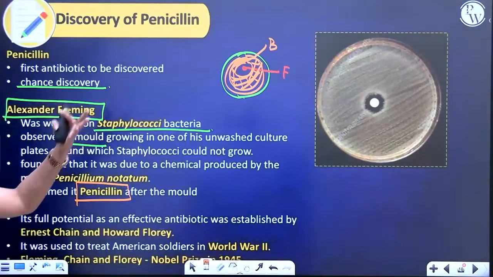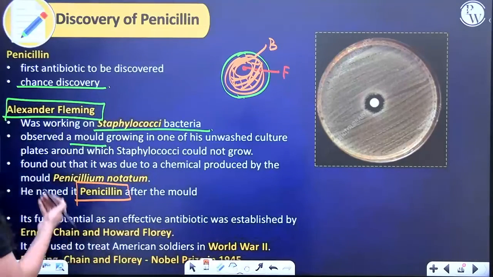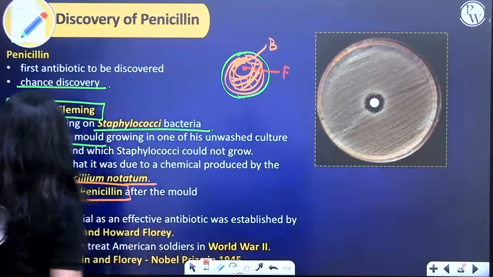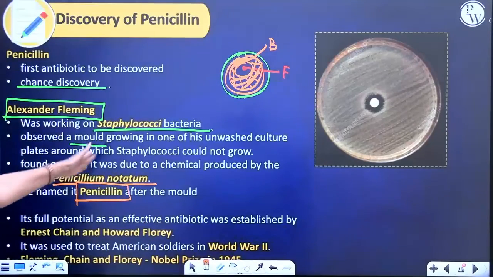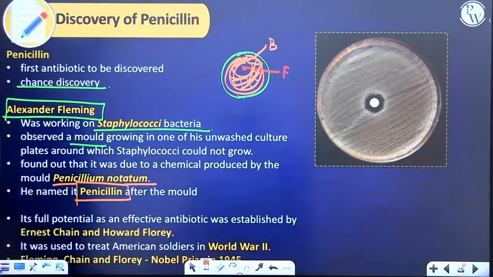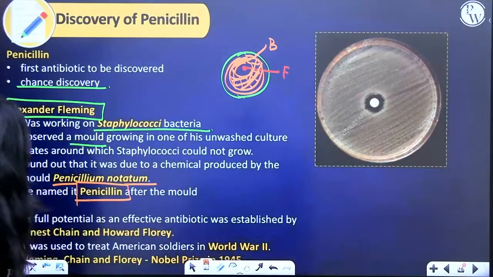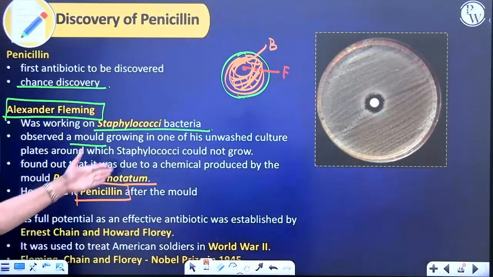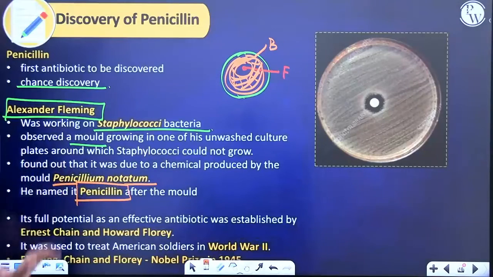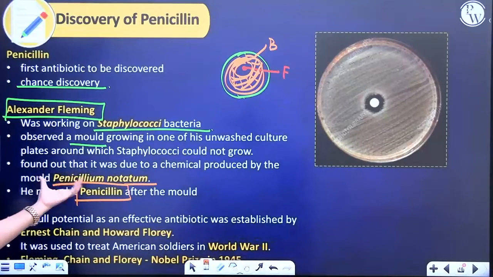And the scientific name of the mold that we are talking about here is Penicillium notatum. He observed a mold growing in one of his unwashed culture plates around which Staphylococci could not grow. He found out that it was due to a chemical produced by the mold Penicillium notatum, and based on its name, he called this chemical penicillin.